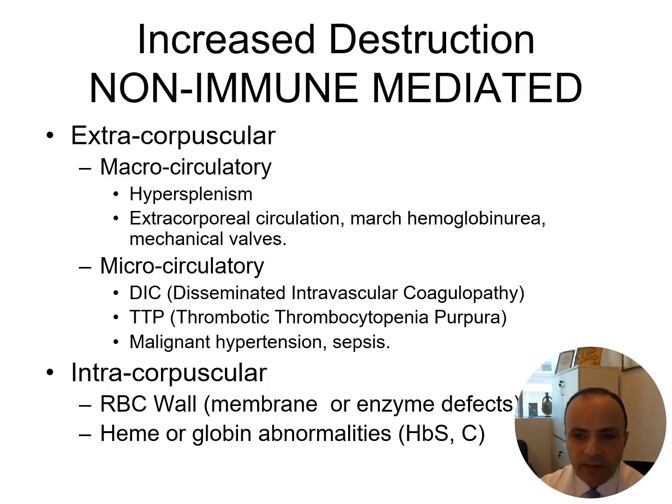With the non-immune-mediated hemolysis, we also subclassify them into processes that are due to a process outside the red blood cell itself or due to a defect in the red blood cell itself. So what we call extracorpuscular versus intracorpuscular. The extracorpuscular can happen in large vessels, macrocirculatory, or small vessels, microcirculatory, while the intracorpuscular are a defect in the red blood cells, either in the membrane or in the hemoglobin itself.